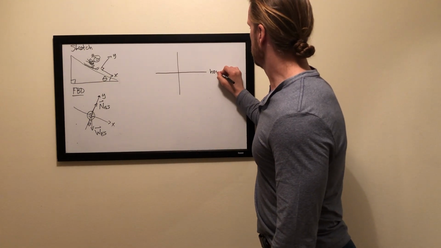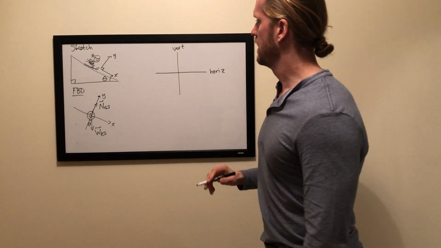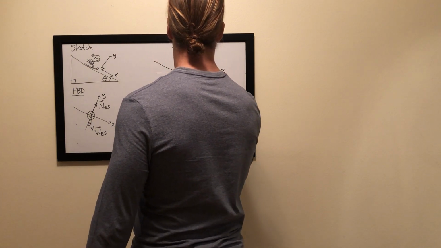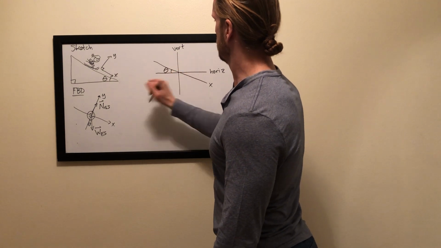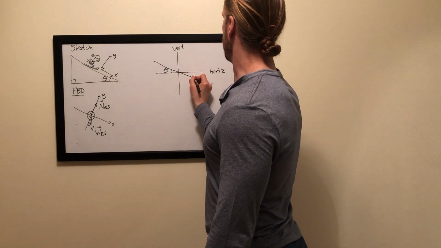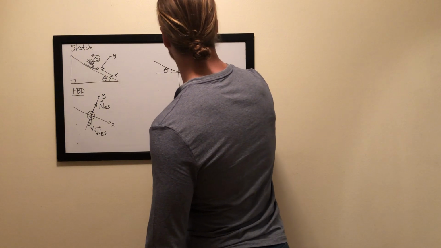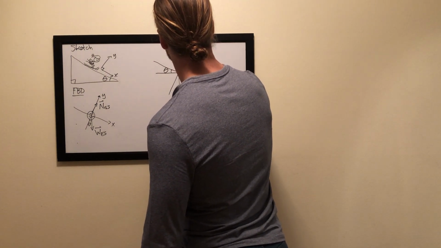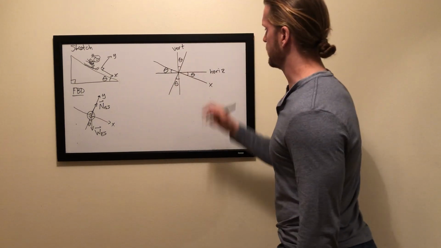Here's horizontal. Here's vertical. Here's our x direction. There's theta, the slope of the hill. That must mean that this angle is also theta. Now if you draw the y direction, which is perpendicular to x, then this angle has to be theta. That angle has to be theta.